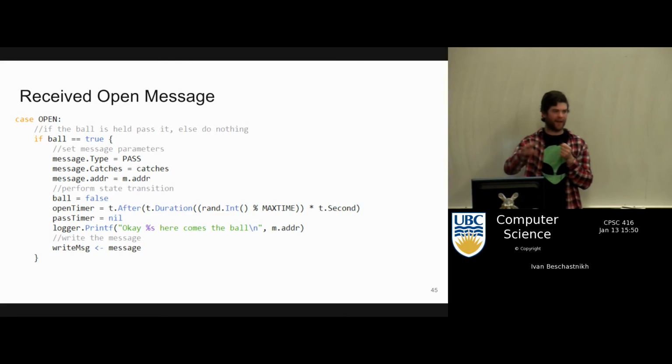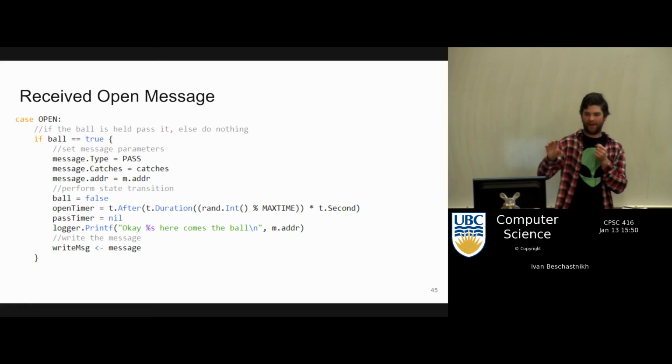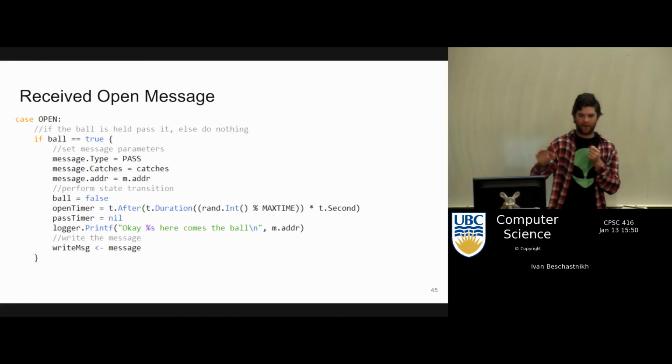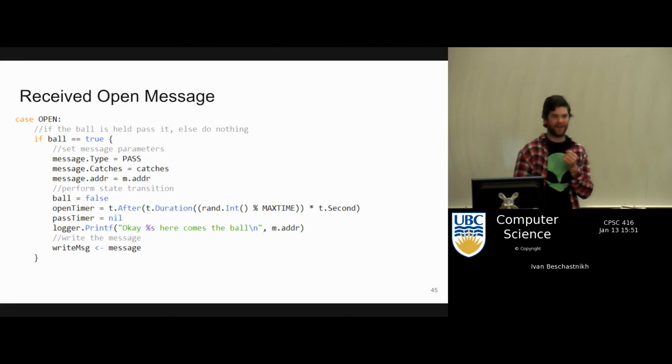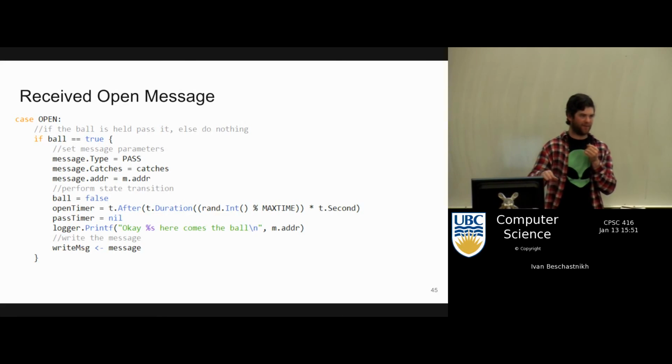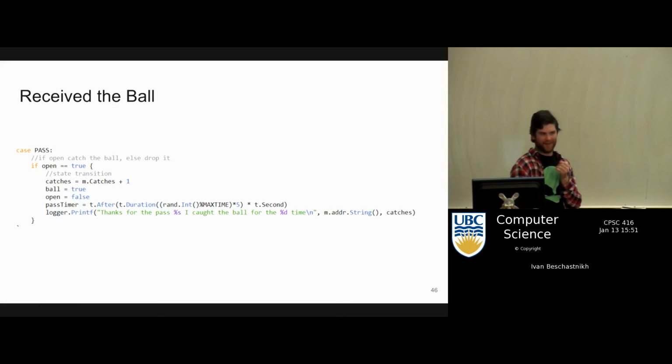What's key here is that I've partitioned what's going on. There's set up your message, perform your state transition, log whatever you need to, and then write the message. That's key. Don't try to write the message before you've changed your state around. It'll just get messy. So this order is key. I would recommend going back through the code and looking at this. And I've done the exact same thing for the other ones as well.